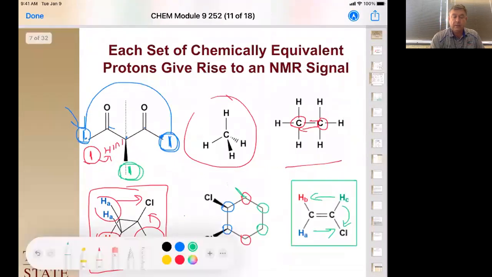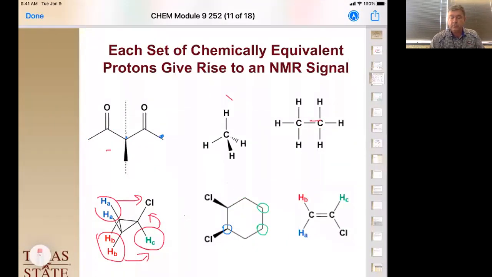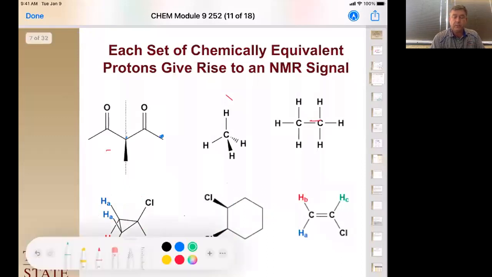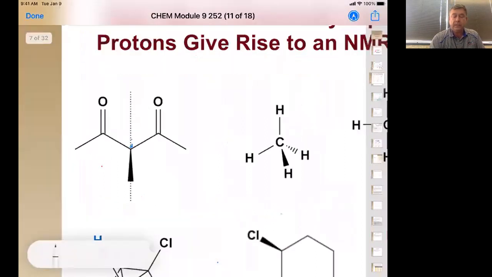Okay, so let's look at this first one up here, and I'm gonna draw it big as soon as I erase. Okay, I really wanna drive home this equivalency, because if you get this right, you're going to have a very much easier time with NMR. Okay, so let's look at this one right here.